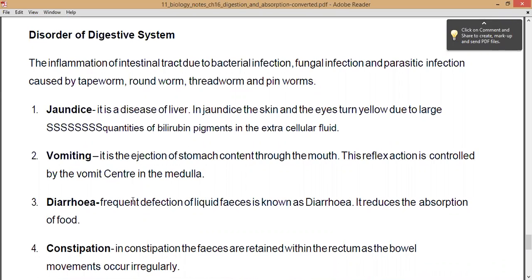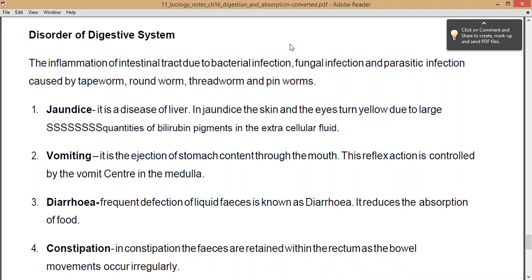So first, the inflammation of the intestinal tract due to bacterial infection, fungal infection, and parasitic infection caused by tapeworm, roundworm, threadworm, pinworms, right? Now when we are talking about disorders, that is what kind of disease is taking place. Inflammation means several symptoms are observed. You feel redness, you feel hot or warm, right? Then swelling is observed. So there are several symptoms of inflammation.